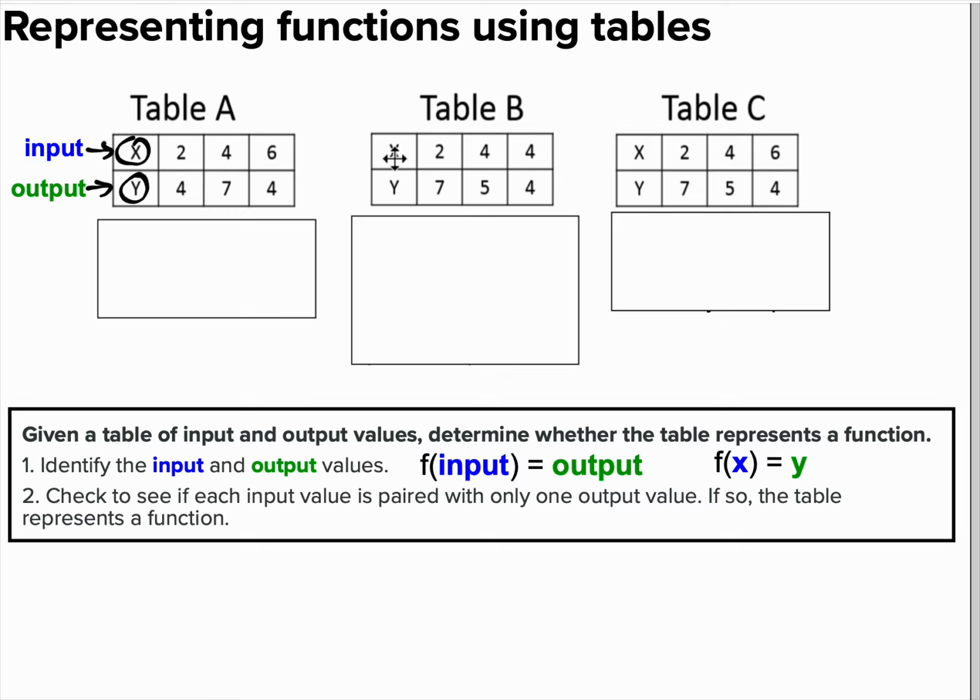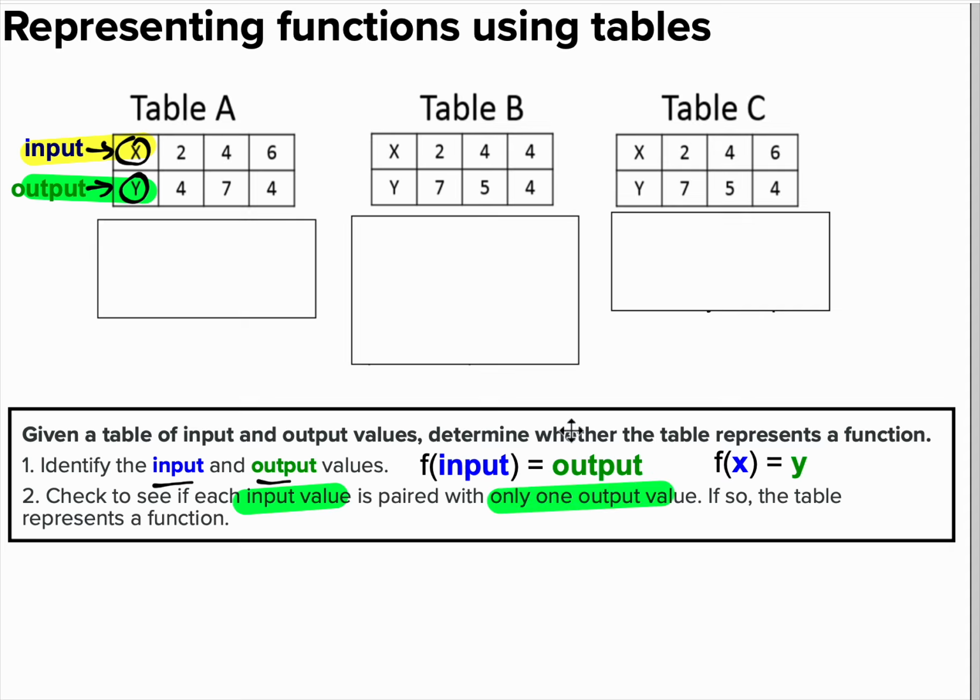We're not given a function or a formula for this relationship, so we want to determine if this relationship is in fact a function. So we're going to use the definition of a function to see if we're dealing with just a relationship or if this relationship is in fact a function. First we want to identify the input and the output values. Like I said, the top row is going to be your input and the bottom row is going to be your output.